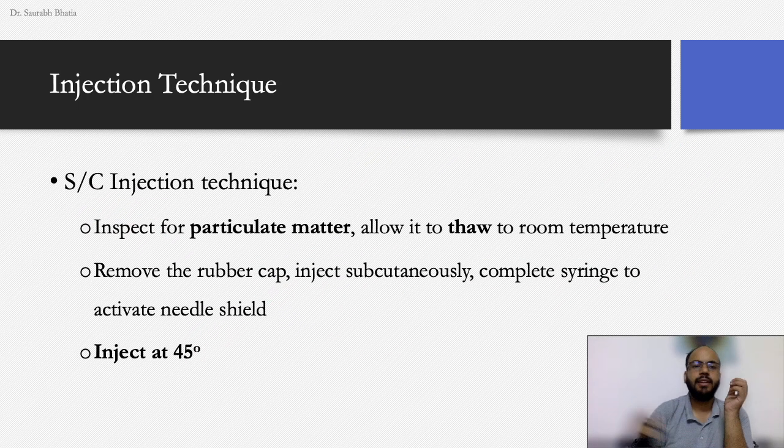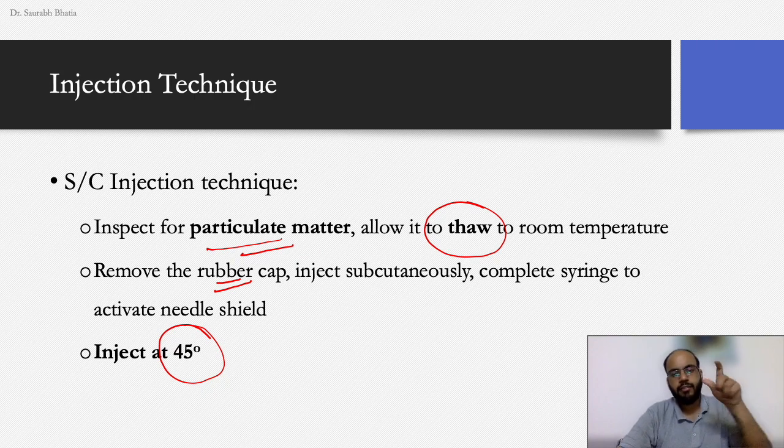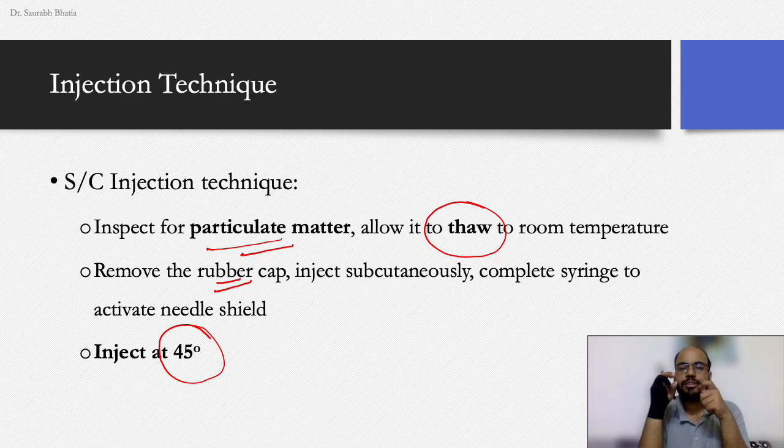For the subcutaneous technique, you just have to take the syringe out of the fridge and keep it for 15 to 30 minutes at room temperature so it warms up. Inspect for any particulate matter or discoloration. Remove the rubber cap, inject it subcutaneously at 45 degrees, and then complete the full dose. If you're using a syringe, you have to push the plunger to the maximum, and when the dose is fully delivered, the needle guard will shoot out from the syringe and cover the needle. The needle is going to go inside the syringe. That is how you will know that the entire dose has been administered, and you can remove the injection. Clear?